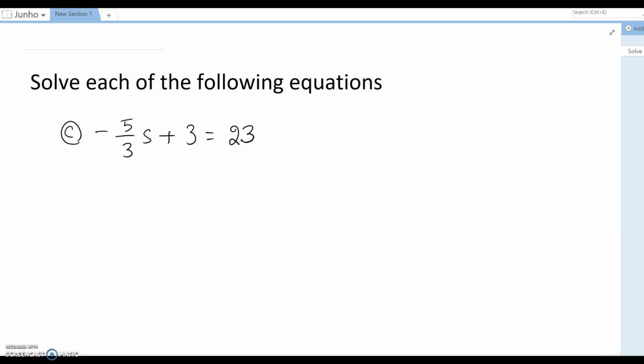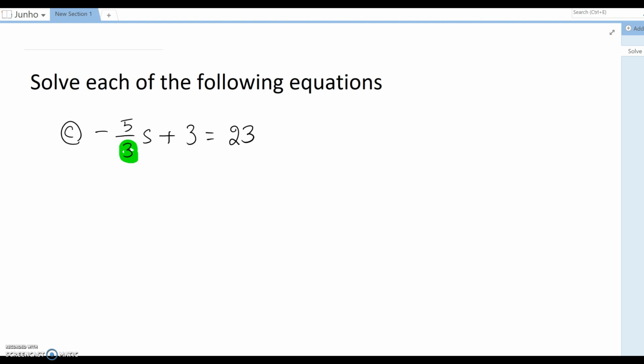As you see, this question contains a fraction. Many of you have a difficult time solving equations involving fraction values. Therefore, we had better make it without fraction values first. So I'm going to find the common denominator and then multiply it by every term. Since 3 is the only denominator, we can say 3 is the common denominator.